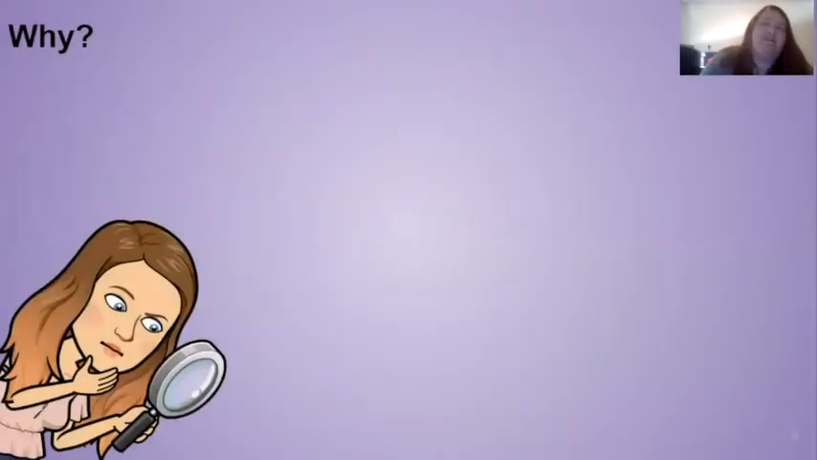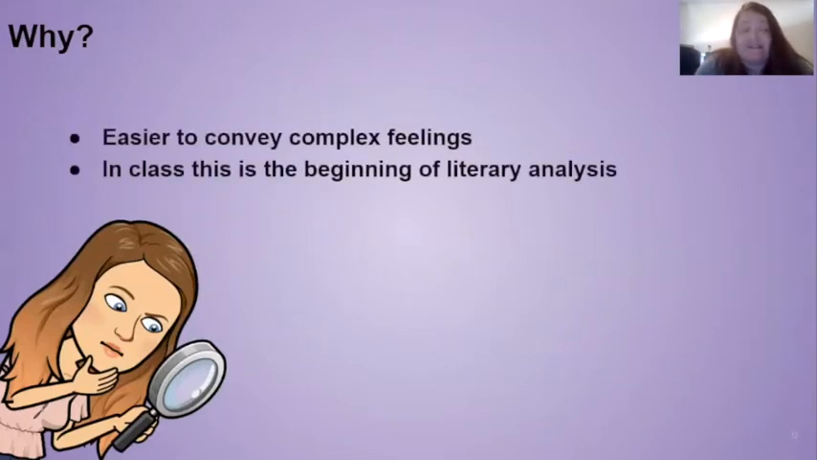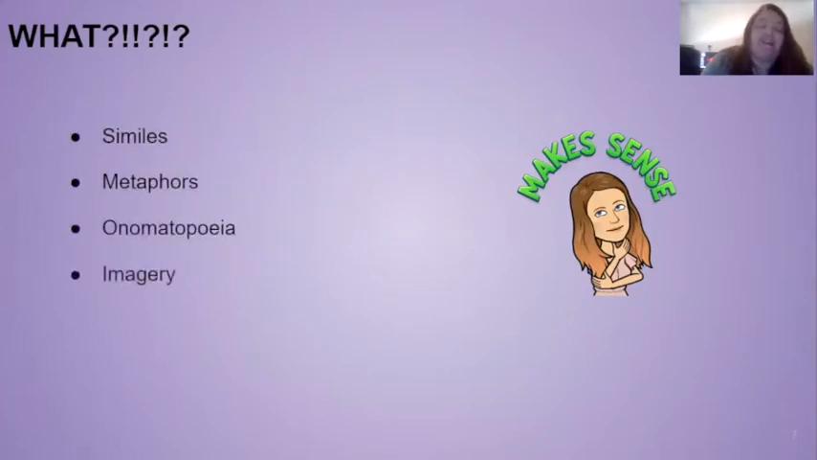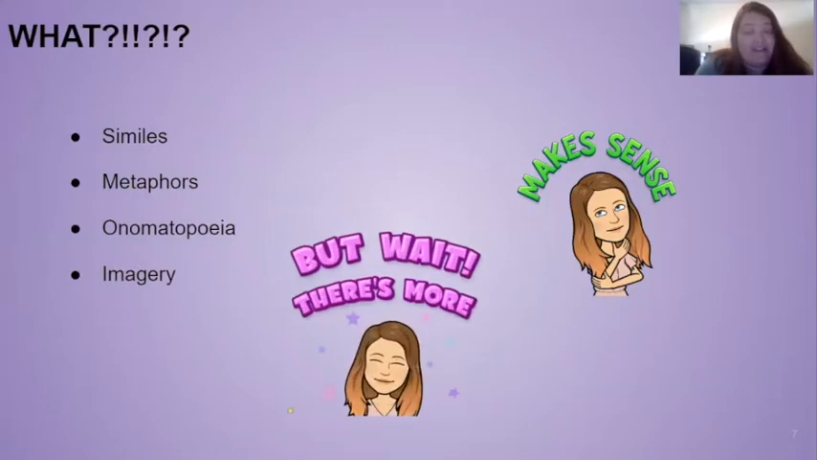So why do we use figurative language and why do we really need it in class? Well, we use it because it's easier to convey complex feelings. And in class, this is the beginning of a literary analysis. You don't just write an essay that says this book is good. The author chooses to use metaphors and similes and onomatopoeia to convey their message. What was that? Similes, metaphors, onomatopoeia, and imagery. These are 4 examples of figurative language, but wait, there's more.